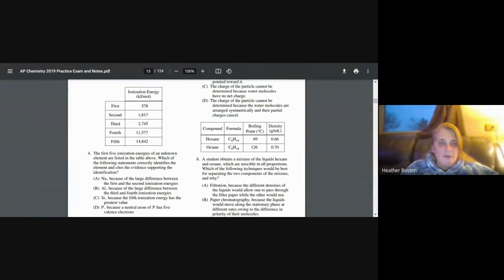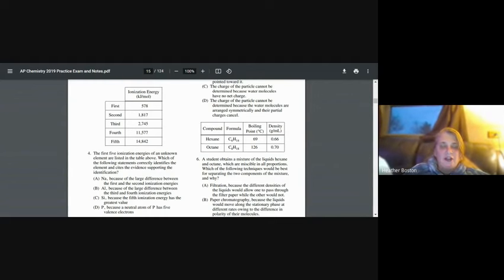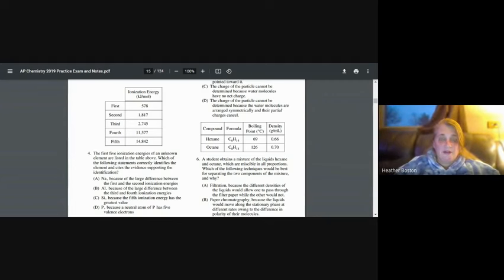Number 4, the first 5 ionization energies of an unknown element are listed above. Remember we talked about the first ionization energy and the second ionization energy and the third ionization energy. That refers to the energy to take off the first, second, and third valence electron. So what you're looking for is a huge jump in the ionization energies. And you can see between the third and the fourth, there is a huge jump.